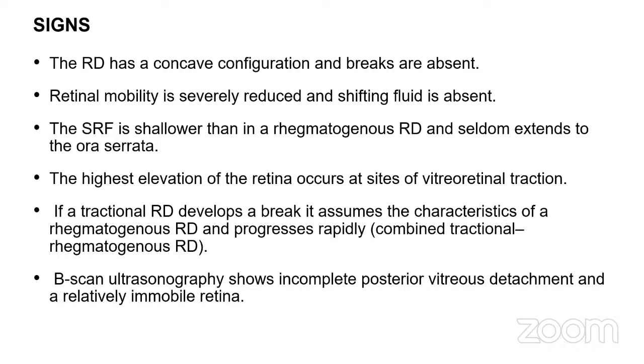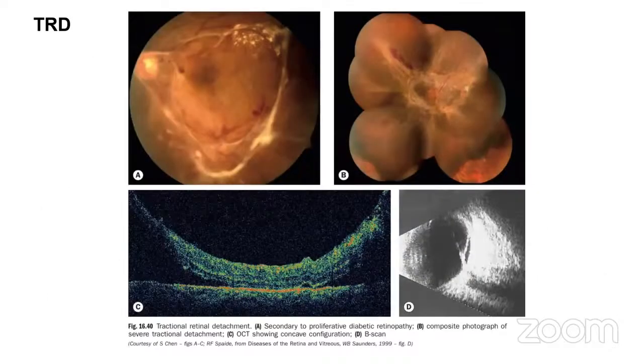B-scan ultrasonography shows incomplete posterior vitreous detachment and relatively immobile retina. So these are a few images of tractional retinal detachment. Here we can see the fibrovascular membranes leading to TRD, and in the B-scan, the detachment shape, you can see it is concave.